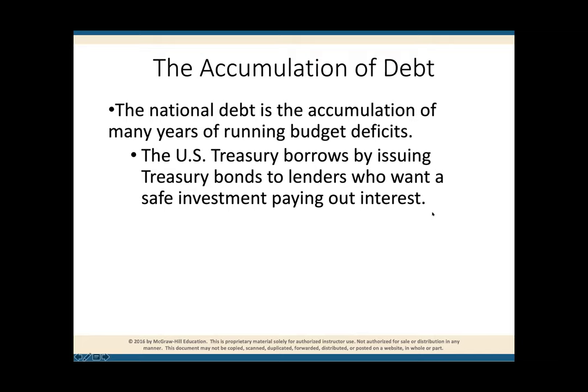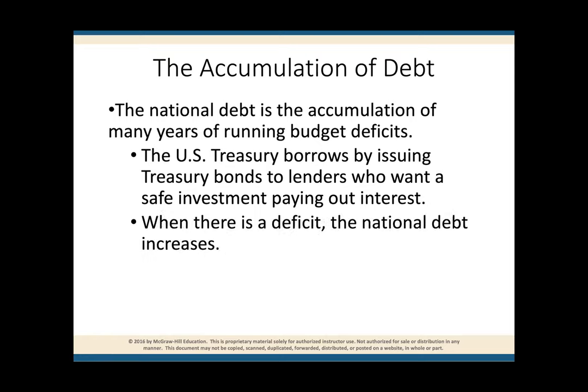So let's talk about the accumulation of the debt. I already told you that the national debt is the accumulation of many years of running budget deficits. I said this morning, the national debt is how much? Anybody remember? Yeah, $25.6 trillion. Right? So the way the United States borrows money is by selling treasury bonds to people that want to invest in something that is safe. So when there is a deficit, the national debt increases. For example, this year so far, we have increased the national debt by $3 trillion.